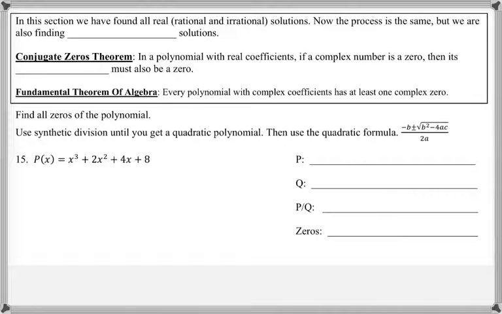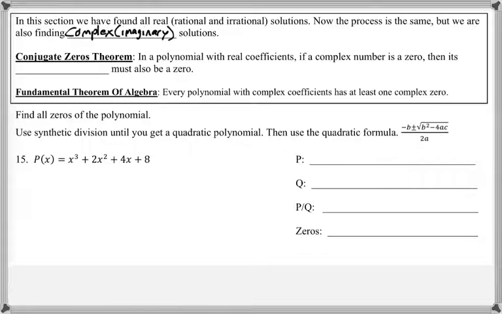So in this section, we have found all real solutions. So that's the rational and the irrational. The rational ones we had on our list of candidates. The irrational were the ones with the radicals that we use the quadratic formula for. Now the process is the same, but we're also finding complex solutions or imaginary solutions. So they're going to have i in them.